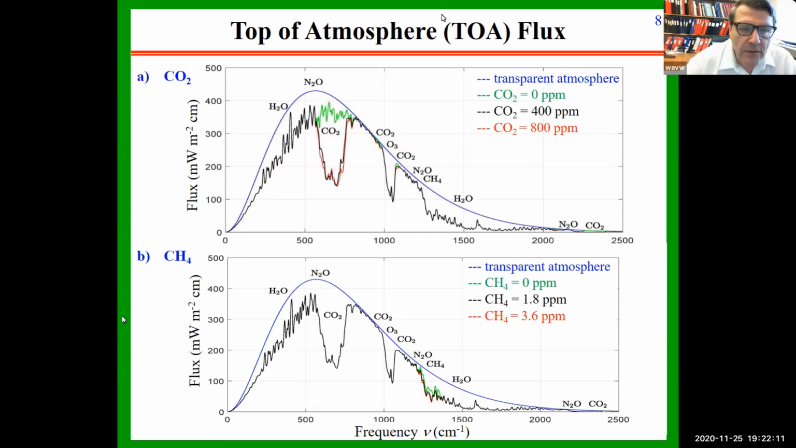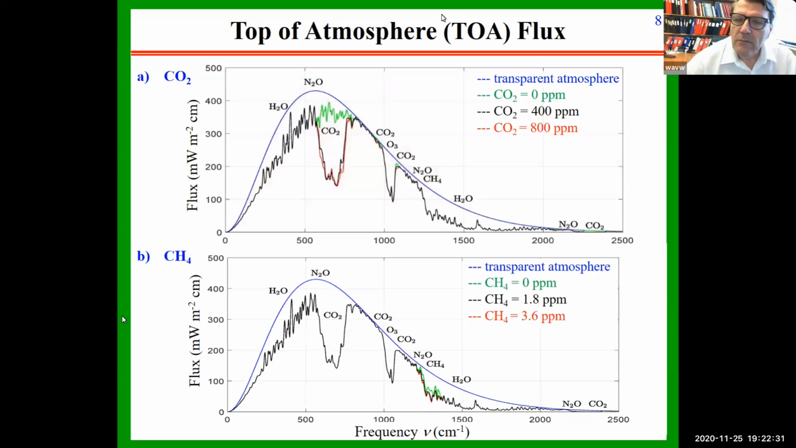Then at about 1,018 wave numbers, we see the big ozone absorption. From about 1,300 to 1,700 wave numbers, we also see a lot of absorption. It's mainly water vapor, but there is also some methane and N2O.